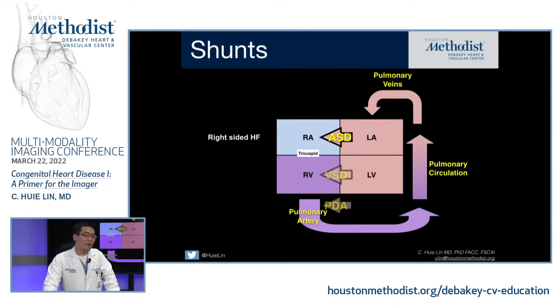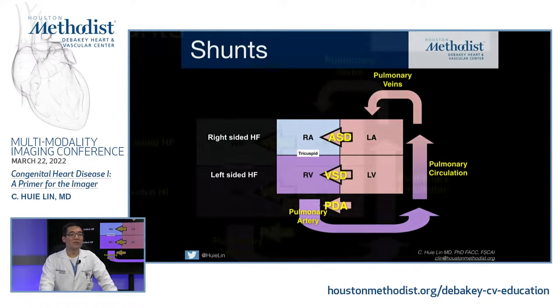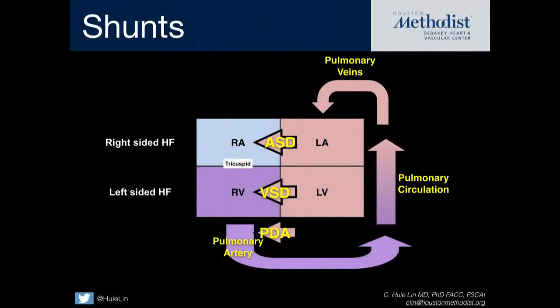The other way we break it down is post-tricuspid lesions. In post-tricuspid lesions, such as a ventricular septal defect or patent ductus arteriosus, typically at birth those patients will tend towards left-sided heart failure. We will see them develop left atrial and left ventricular enlargement. Sometimes you'll even see so much left ventricular enlargement that they develop functional mitral regurgitation as well.